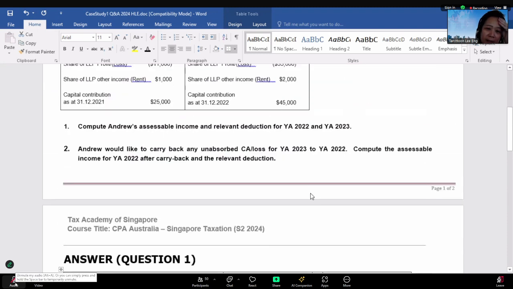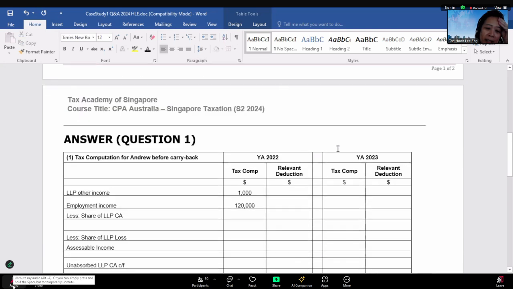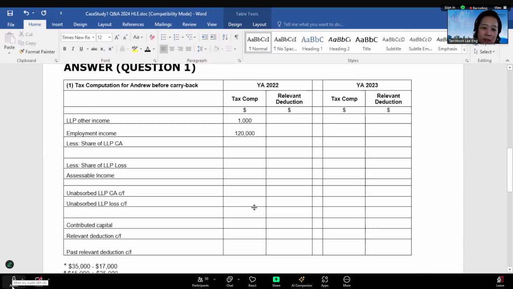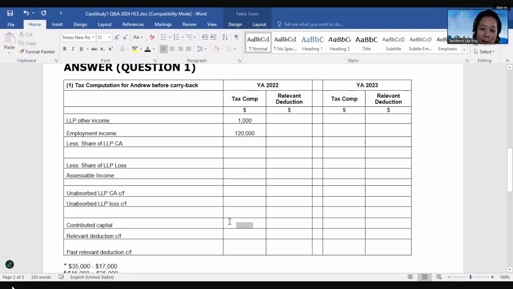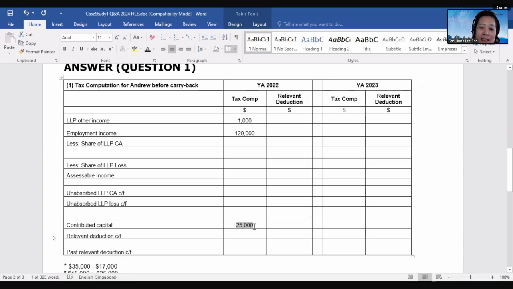Now the next thing, you always ask yourself: CA is 4,000, right? Can I allow this 4,000 CA to offset against other income? Yes. You have to take a look at why it is so, because you must know the reason. Contributed capital is still 25,000. Very good. This is important, you must know why. So always put contributed capital first, so it's easier for you. Put contributed capital 25 here, then you can see clearer. 4,000 is below 25,000, so you put 4,000 here. Because it's deducted already, your relevant deduction becomes 4,000.